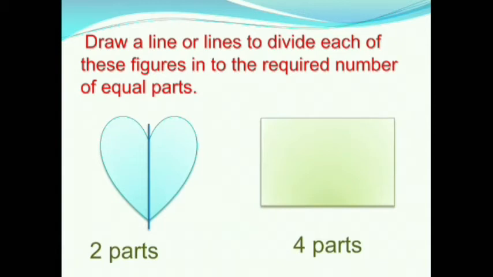To the next figure, we need to divide it into 4 parts. How can we divide? Yes, we can put lines in between. Then the figure will be divided into 2 parts. Now we will draw another line horizontally. Now our figure is divided into 4 equal parts.